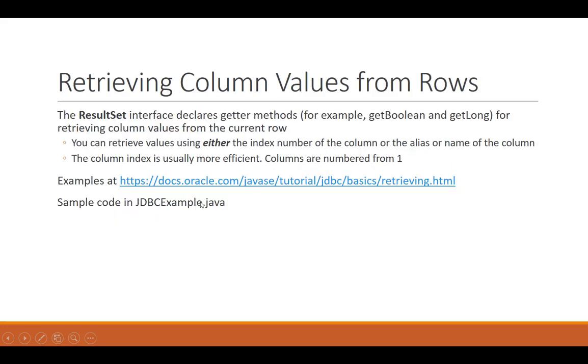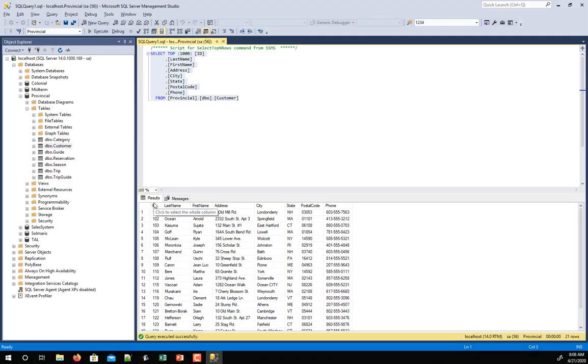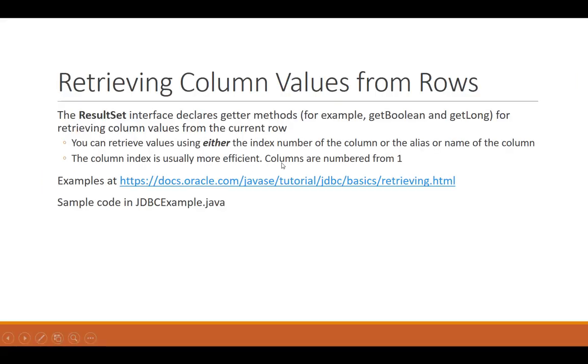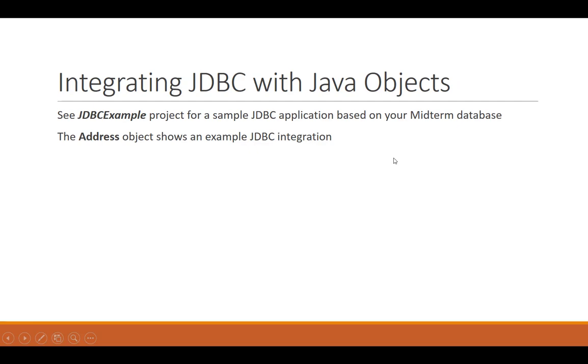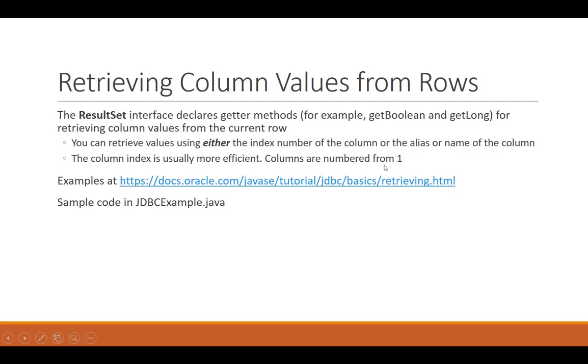Now, to get an individual column value out of a row, in that case, we just saw the example. There are two approaches. You can retrieve values using the index number of the column. So if I go back to the SQL Server, if I say, give me column 1, that would give me this column. I'd say, give me column 2, that would give me this column, 3, and so on. It does not use a 0-based index. It uses a 1-based index. Columns are numbered from 1, not 0.